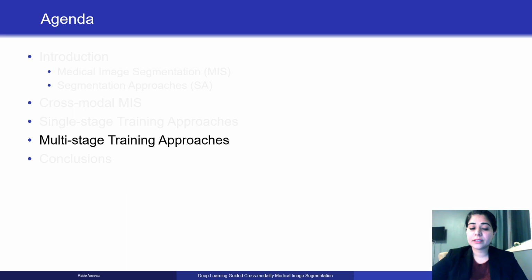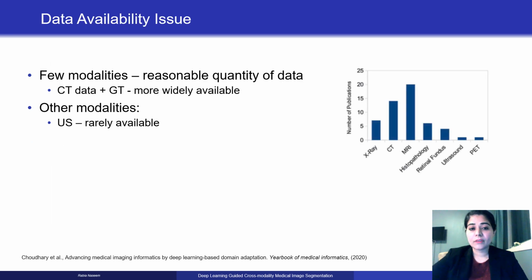Now let us look at the second type of cross-modal medical image segmentation approaches, which is multi-stage training approach. When it comes to medical imaging data, availability is an important consideration. Looking at statistics, we can see that the number of publications on CT image and MRI were quite high compared to ultrasound image and PET, for example. It means the data of some modalities is widely available, whereas data of some modalities is not very easily available.